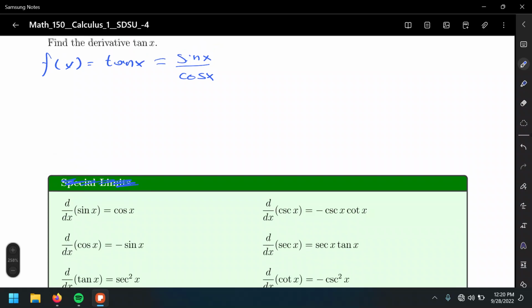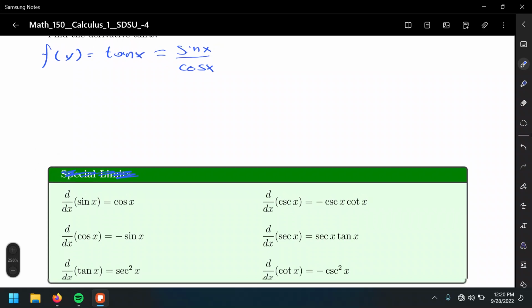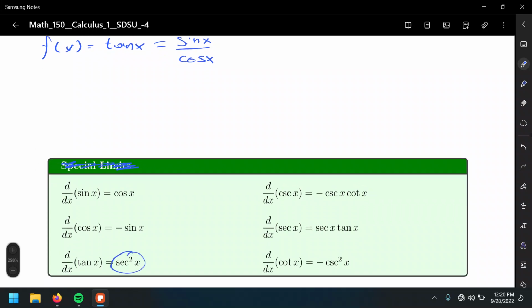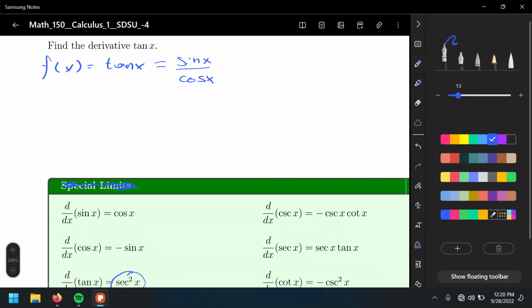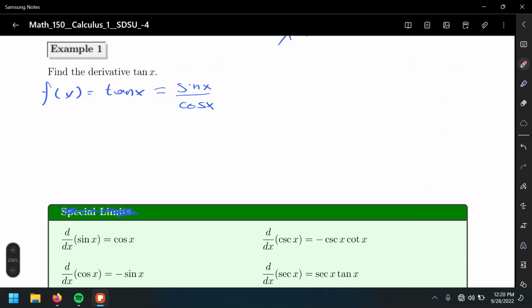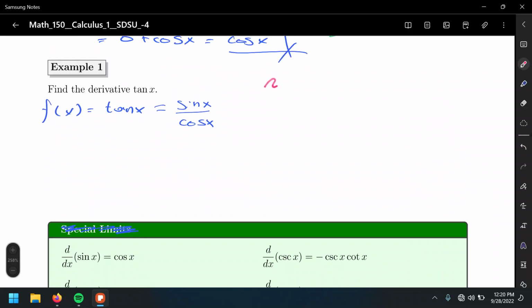So we're going to use these pieces of information to come up with a derivative for tangent, and we should get secant squared. How are we going to do this? Well, we have a quotient of two functions in this case. So we're going to use the quotient rule, which is what we did last time. Let me write down the formula for the quotient rule. The quotient rule states that whenever we have a quotient u over v, the derivative is u prime v minus v prime u, and then the whole thing divided by the denominator squared.